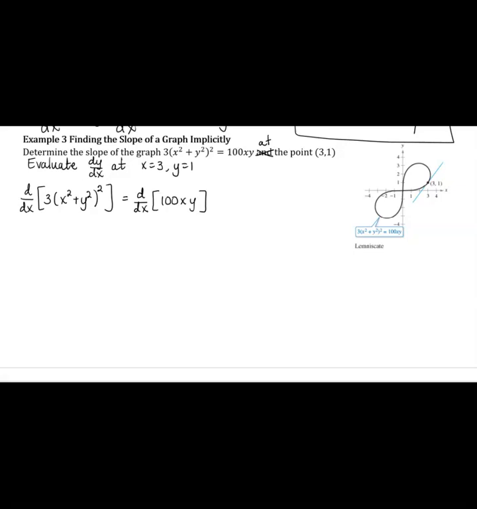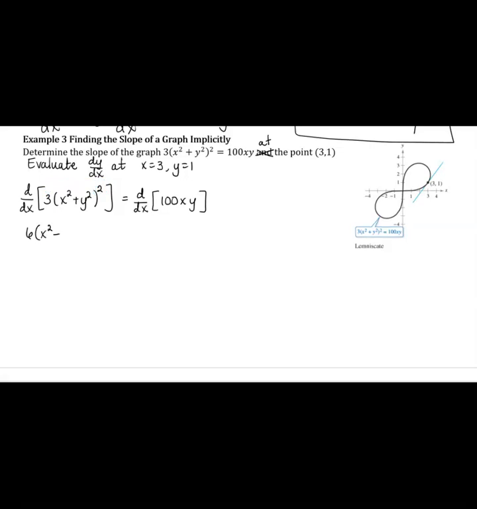I'll begin by taking the derivative on the left side. We do have this constant here, that 3, so that's not going to matter too much. This power rule will start in here. General power rule. We have this exponent of 2 that's going to come down and get multiplied with that 3 to give us a 6.